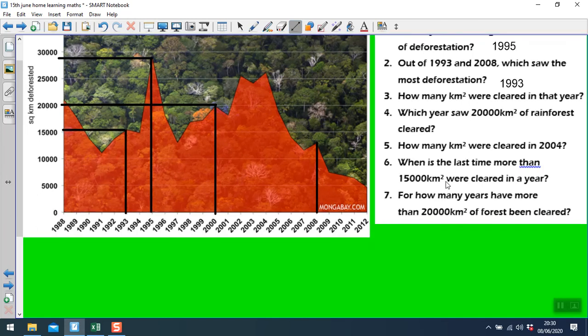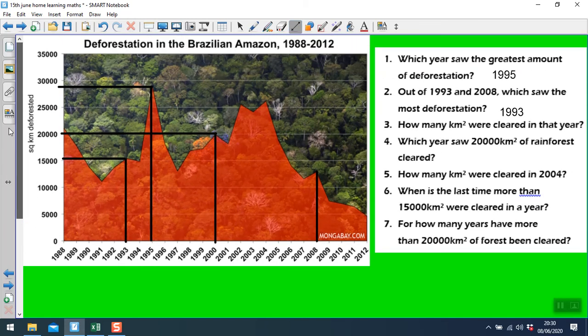How many kilometres squared were cleared in 2004? So 2004 is here. Drawing a line up and across. I've got to estimate here. I would say about 26,000 kilometres.